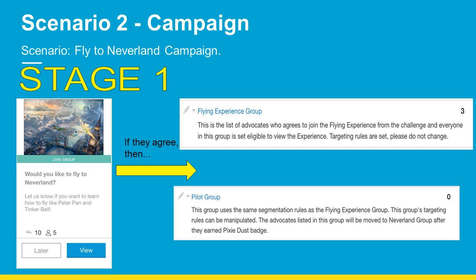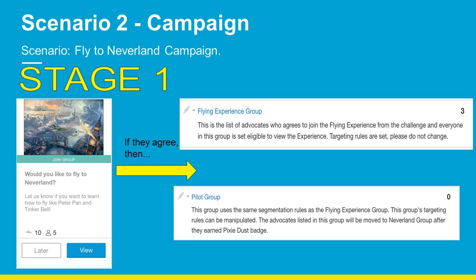If they answered yes, they will be put in 2 groups. One is the flying experience group, and the second one is the pilot group. So why do I have 2 groups? Okay, so the first group is what I will use to target the experience. So the flying experience will include this specific group, the flying experience group, and all the list of people inside that group, which is coming from the challenge and the advocates who agreed to join the experience.